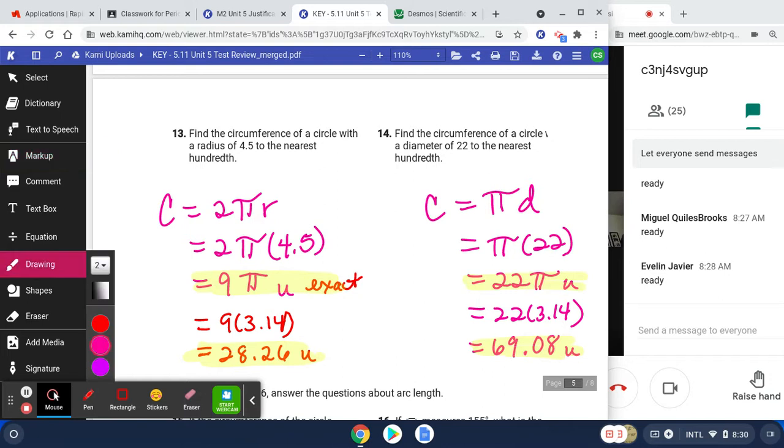This is known as the exact and decimal answers, or exact and rounded answers. This is for the full circumference, and this is for using both of the different formulas.